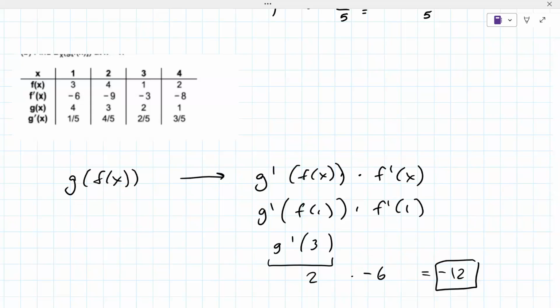Ah, you said at 1 though, right? Yes, x equals 1. f of 1 is 3, g prime of 3. I messed up, that's 2/5. -12/5. There it is.